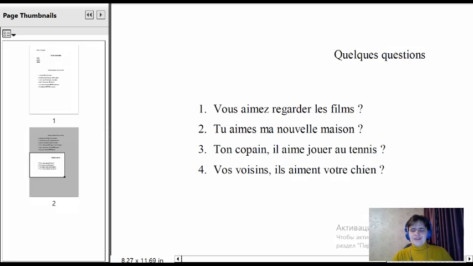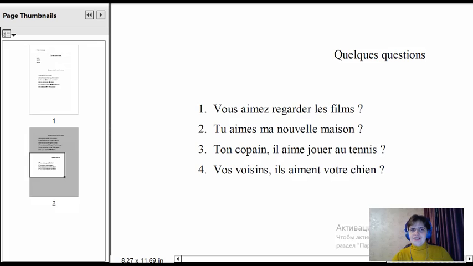However, here in these first two sentences, the subject was the pronoun. But what happens if the subject is the noun? Let's see. Ton copain, il aime jouer au tennis. Does your boyfriend like playing tennis?